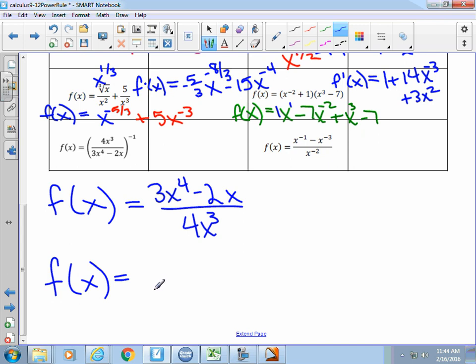So, no, I want to divide. I want to divide both pieces by 4x cubed. No, not even that. Easier than that. Not synthetic division, like just divide. I have been telling you since the beginning. Just divide.